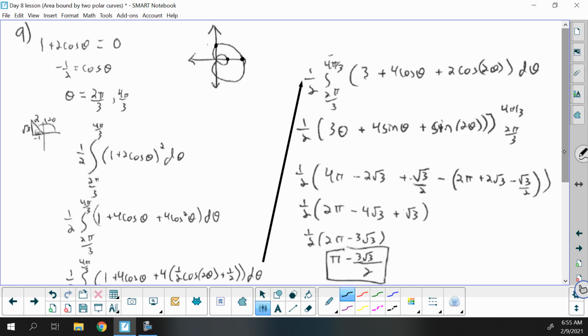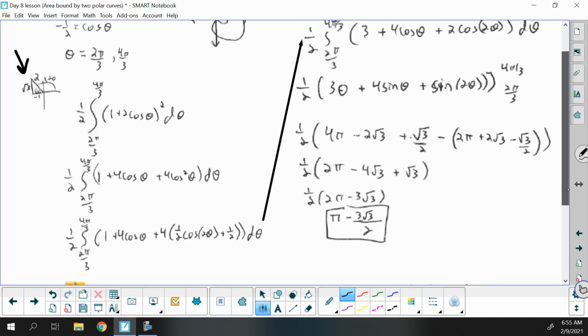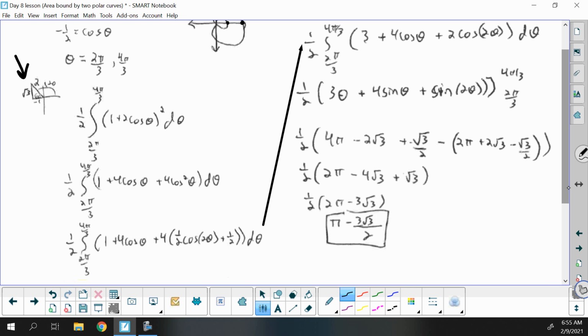So we know our inner loop, the bound should be on either side of pi. So just set that equal to 0, subtract the 1, divide by 2. Cos is negative in the second and fourth quadrants. If you've got a cos is negative 1/2, you've got a 60-degree reference angle. So that's really 120 and 240 we're looking for, which is 2 pi over 3 and 4 pi over 3. FOIL it out, do your power reduction, sub everything in, and you get pi minus 3 radical 3 over 2.